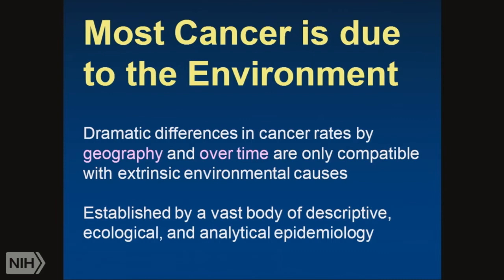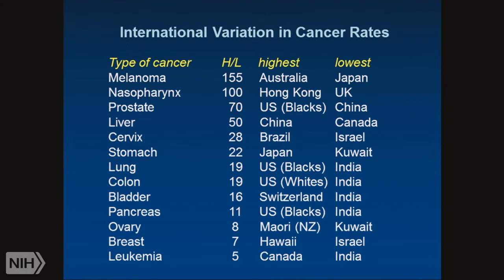That said, most cancer is due to the environment, and the evidence for this is that there are dramatic differences in rates of different cancers in different countries. So melanoma, between the highest, which is Australia, and the lowest, which is Japan, the ratio is over 100. Now, some of this is due to genetics. And so you may say, well, wait a minute, how do you know it's genetics or the environment? How do you know that?